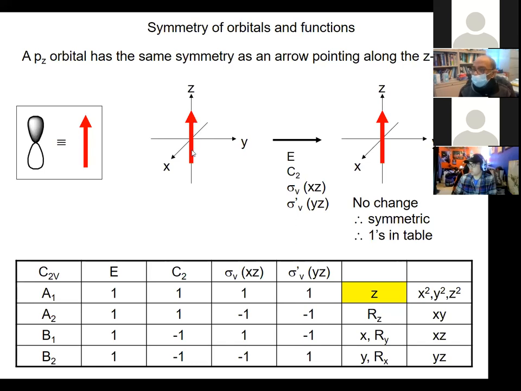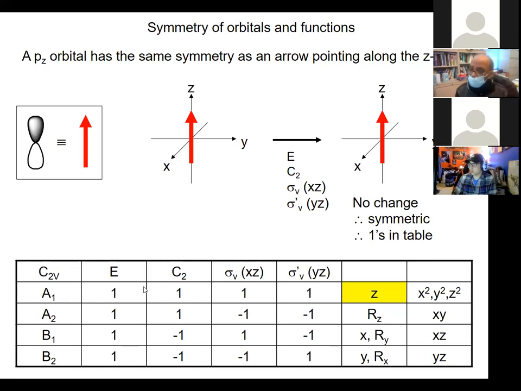Similarly, if you were to reflect this arrow either in the xz plane, which is this plane here, where you can see the z-axis and the x-axis, or the yz plane, which is this plane, the plane of your paper if you like, and if you do those reflection operations, again, you will find that the arrow remains exactly the same. So under all 4 symmetry operations, the character value is 1.